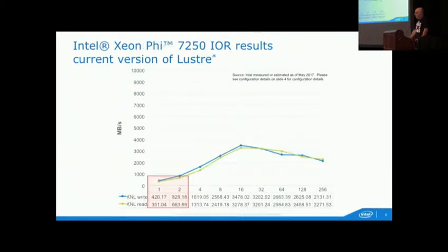On the Xeon Phi system, the performance behaves pretty much the same, but much worse. And again, the numbers for single-threaded I/O are very low. And this is a significant impact for customers.